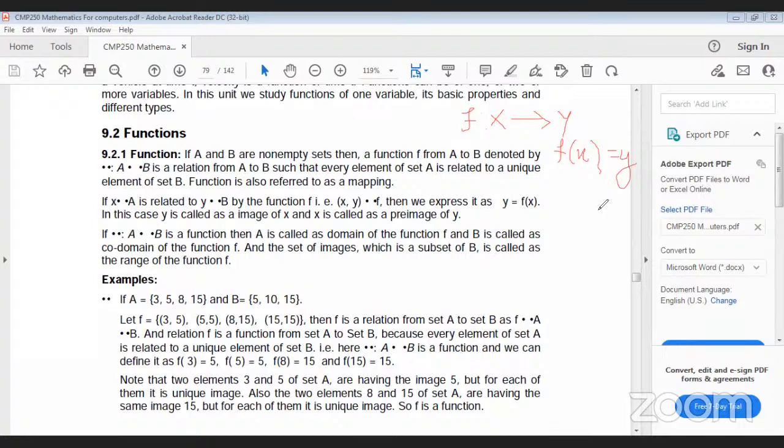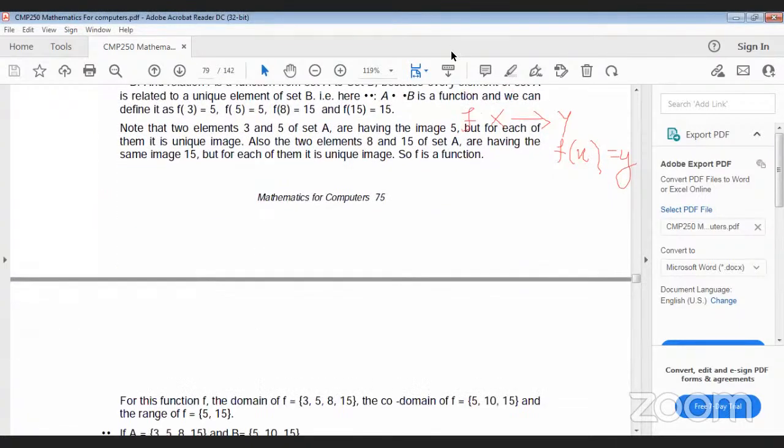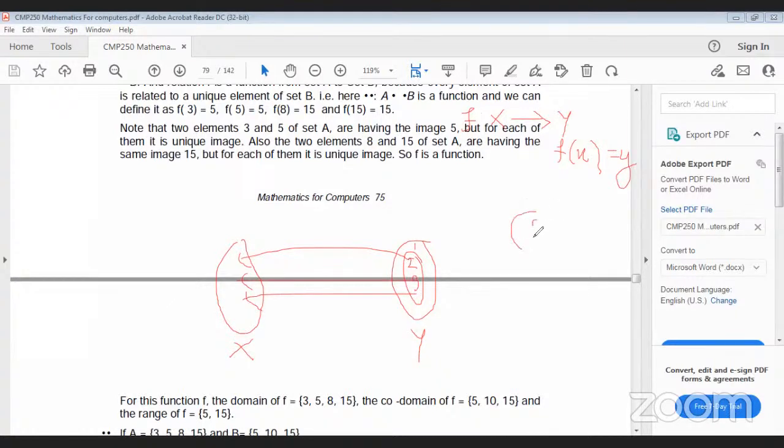Now range is what? Range is nothing but, let's say you have some images. See, this is x and this is y. Whatever elements present in y who have a pre-image over here, they are all the range. So let's say you have 1, 2, 3. Your 2 and 3 have images from x. So your range is 2 and 3. Understood?